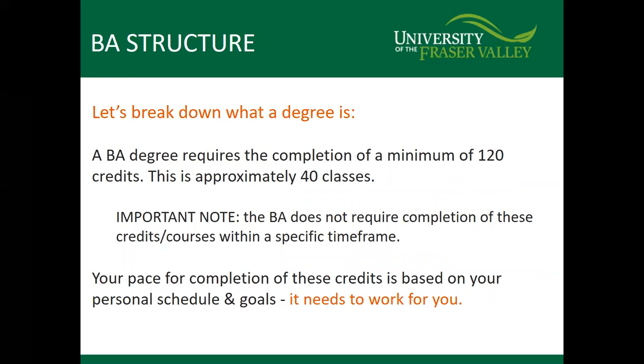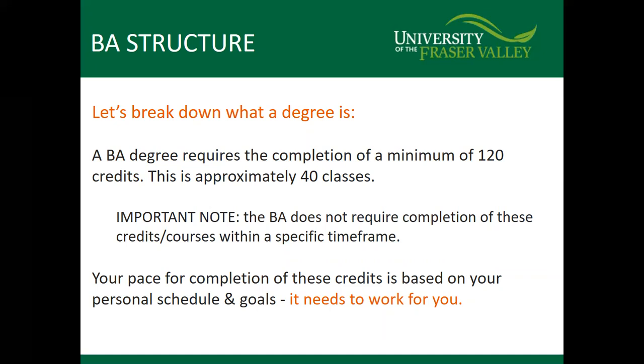So where we're going to start today is just on the structure of a Bachelor of Arts degree and breaking down what that actually is. The Bachelor of Arts degree requires the completion of a minimum of 120 credits. That equates to about 40 classes. It is really important to note that the BA does not require that you complete these credits, this number of courses, within a specific time frame. The pace in which you complete your degree is completely based on your own personal schedule and your goals, and it has to work for you.